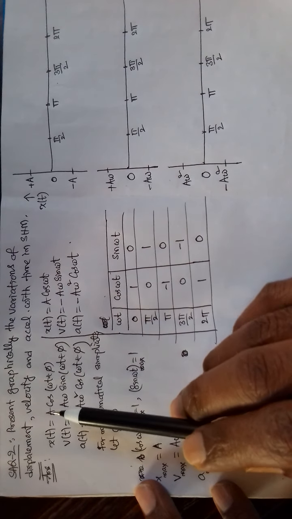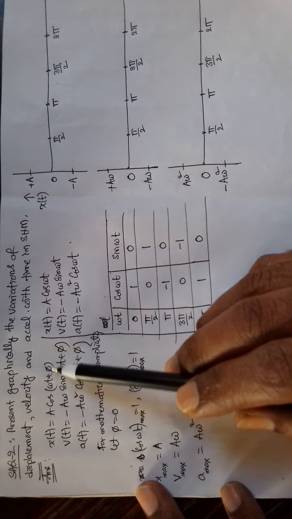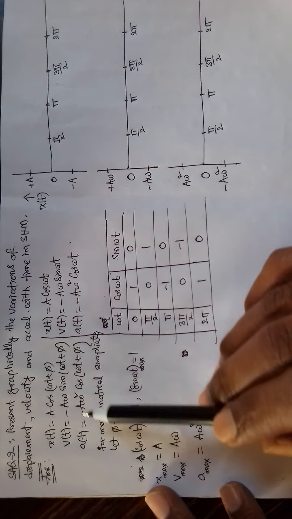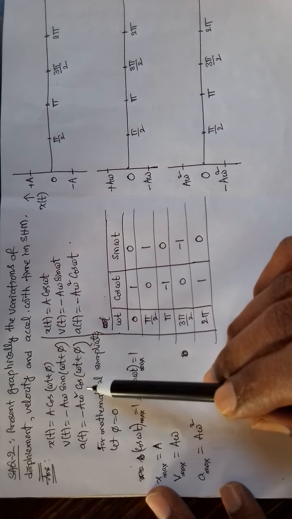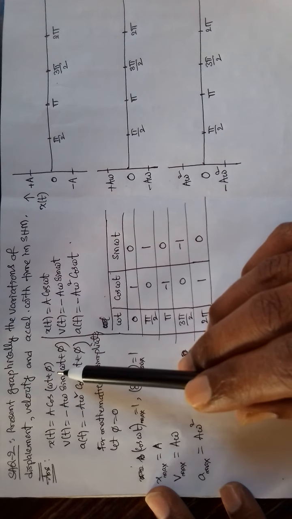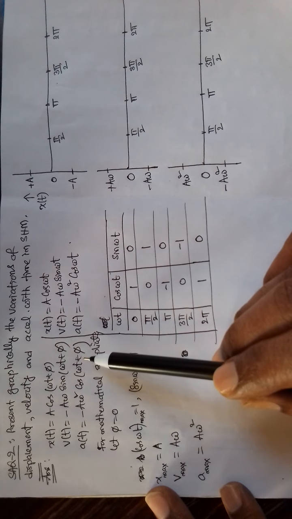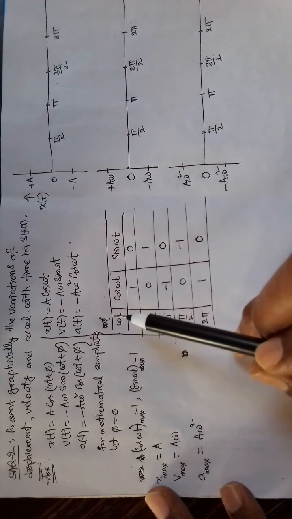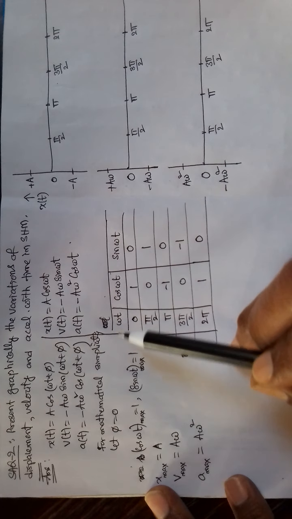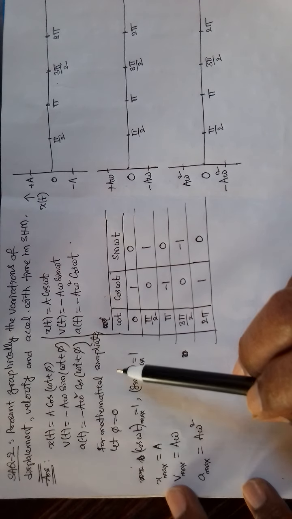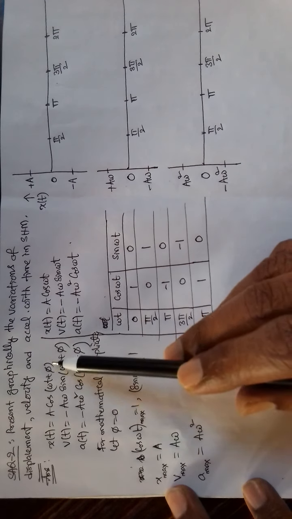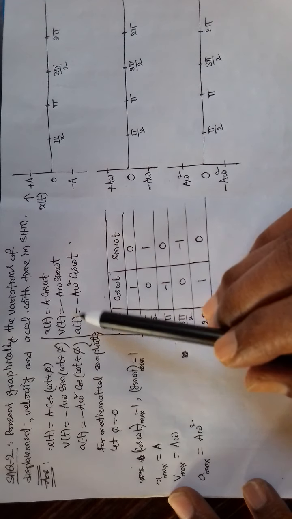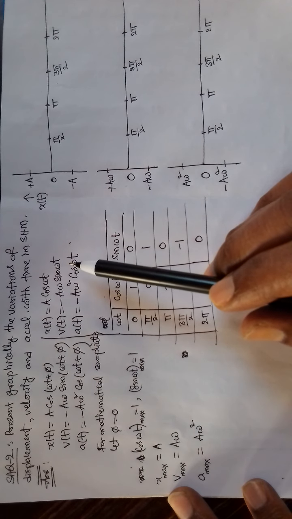So for displacement the expression is a cos(omega t plus phi), for velocity minus a omega sin(omega t plus phi), and for acceleration minus a omega square cos(omega t plus phi). So these expressions we have already derived. Now we have to show these graphically. For that purpose, for mathematical simplicity, let us choose the initial phase as 0. Then these equations are reduced to these simpler equations.